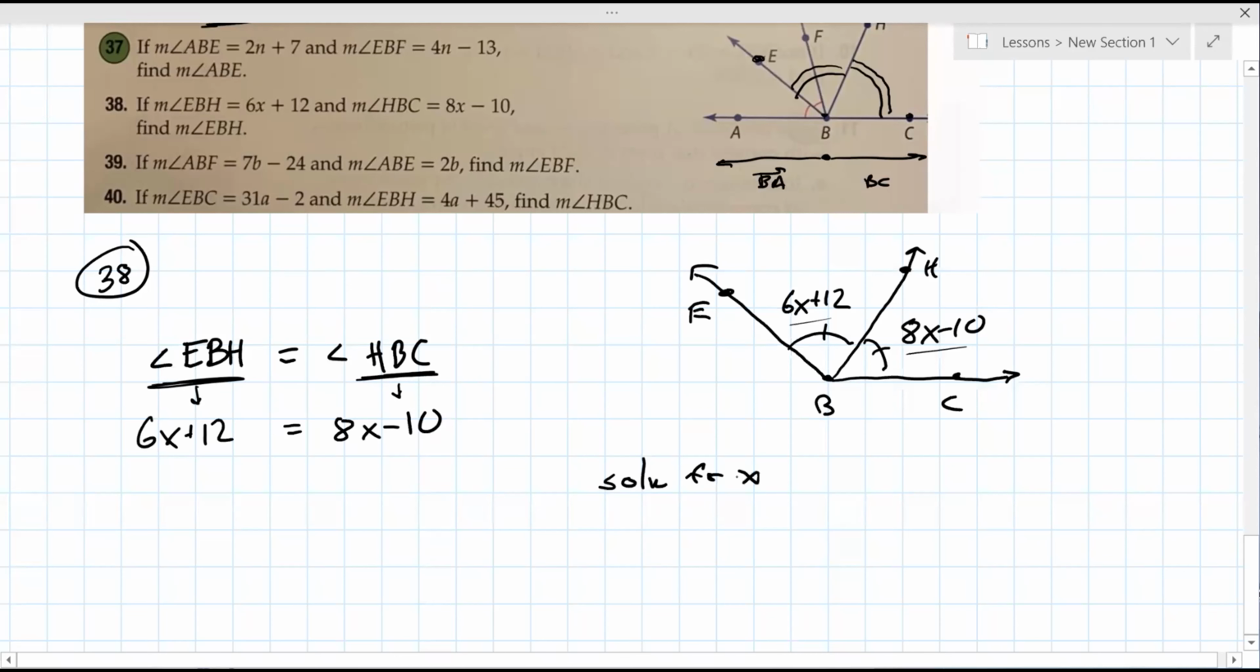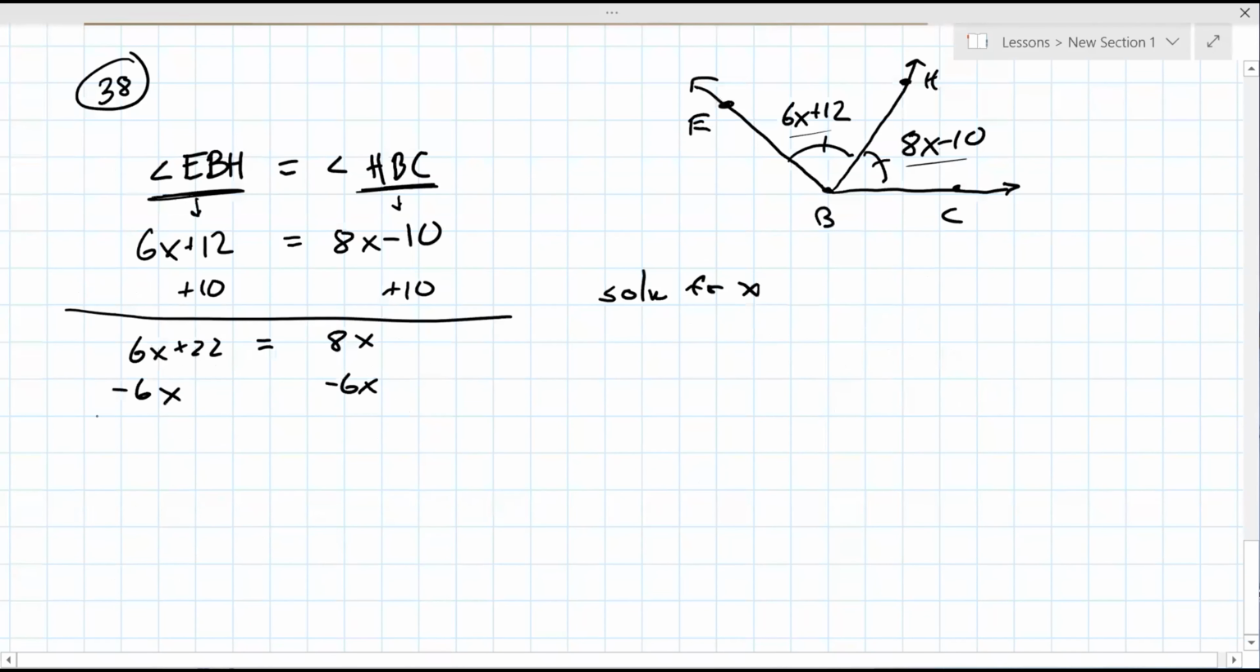Okay, so this is why you had your previous classes. I'm going to add 10 to both sides. So we have 6x plus 22 equals 8x. I'm going to subtract 6x from both sides. And I get 22 equals 2x. Divide both sides by 2. And then we get x equals 11.